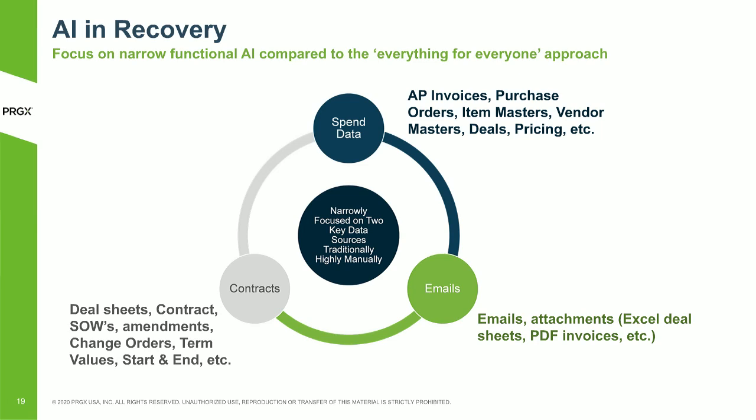We really need to use AI in a smart, targeted, and narrow way to make it work effectively. To give you two examples of where we're doing that, we're very narrowly focusing on two key, important data sets, contracts and emails, as a starting point. We mentioned this a few times.